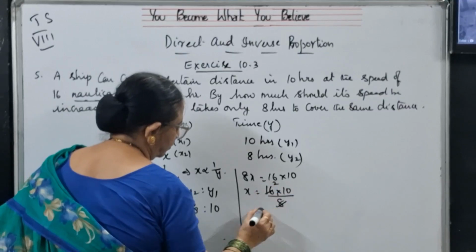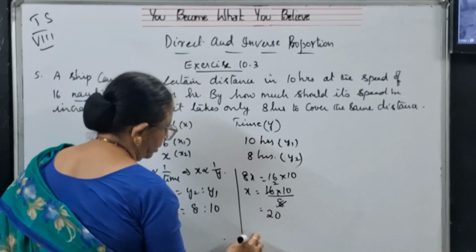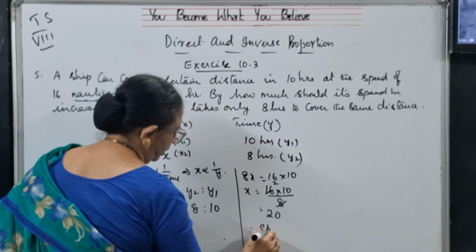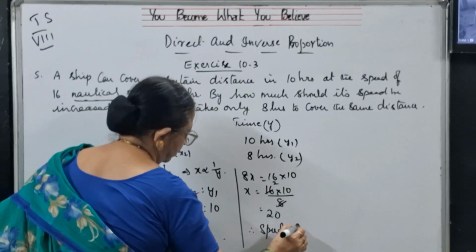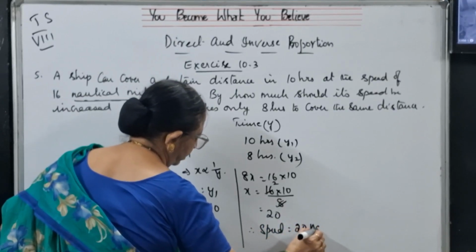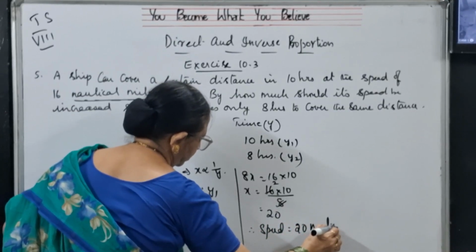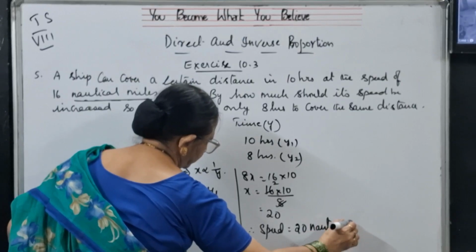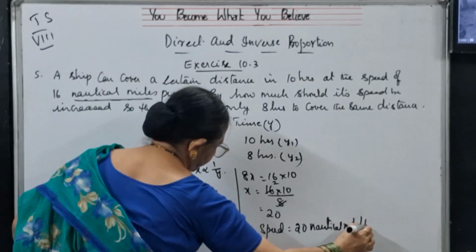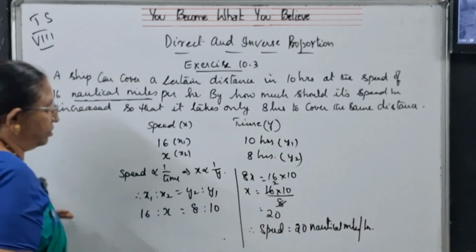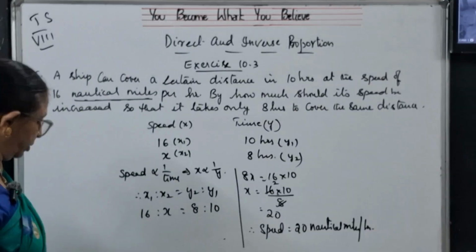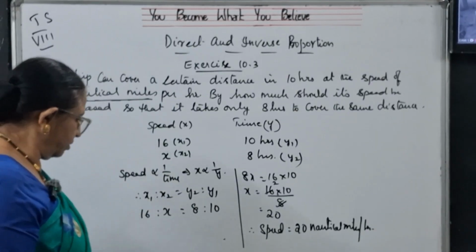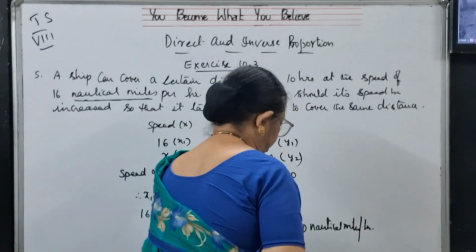8 ones are 8, 8 twos are 16. That is 20. Therefore, the speed is 20 nautical miles per hour. But what is the question? How much speed to be increased? So, speed to be increased.